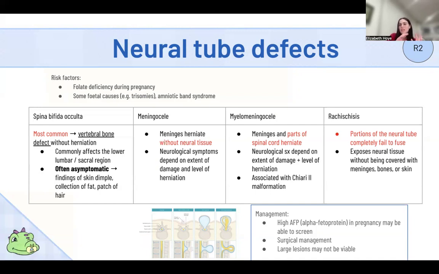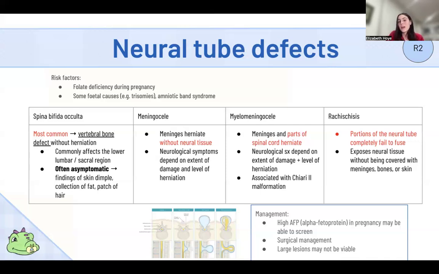It usually is picked up on a newborn exam, where you can notice on the back, usually in the lumbar or sacral region, a patch of fat or hair, or a small skin dimple, because again, it's a bone defect. The next level is called a meningocele. That's when the meninges herniate, but there's no neural tissue, so no part of the spinal cord will herniate. Depending on the level of the hernia and the extent of the damage, it can come with a range of neurological outcomes.